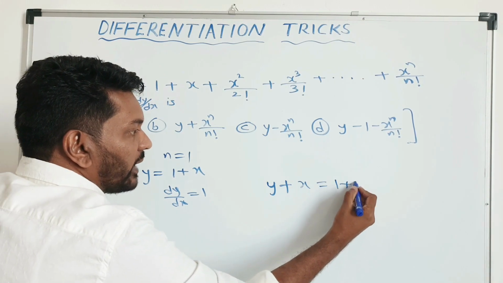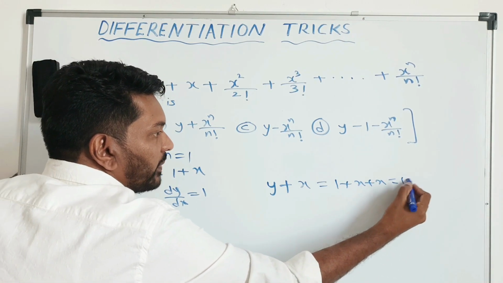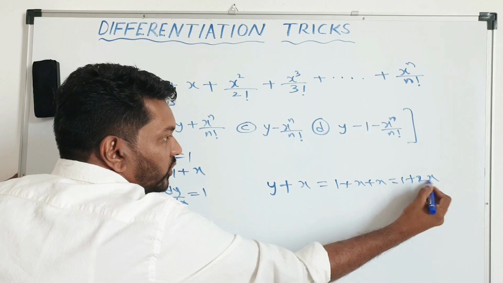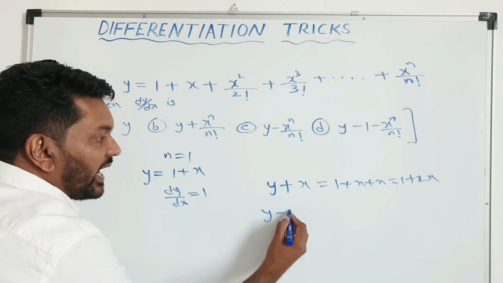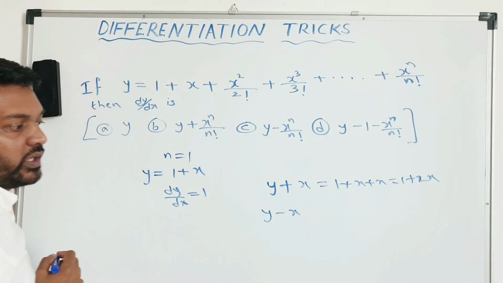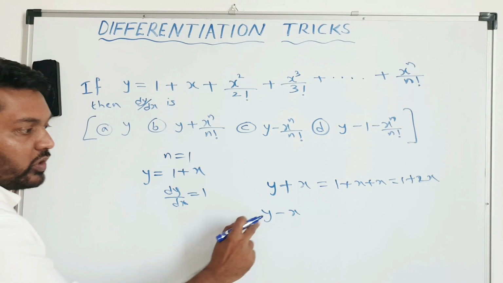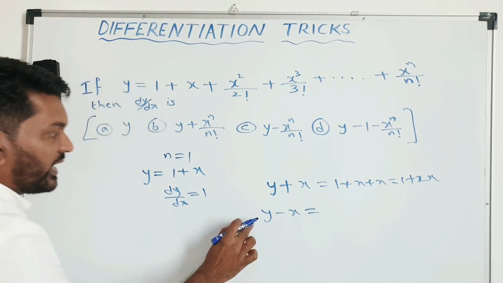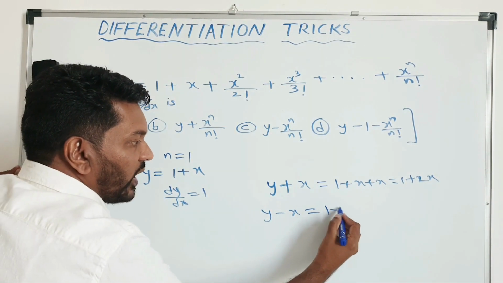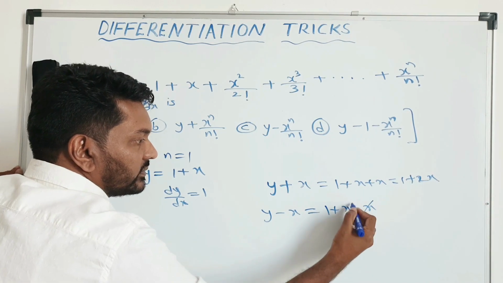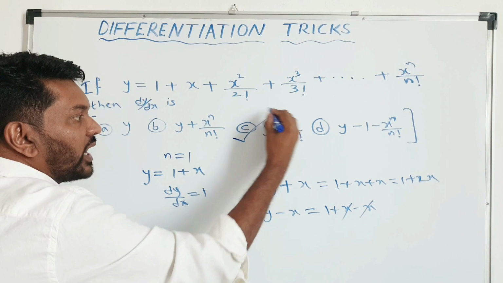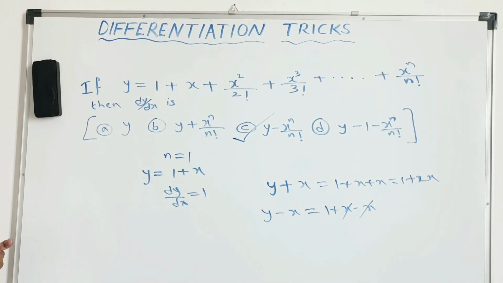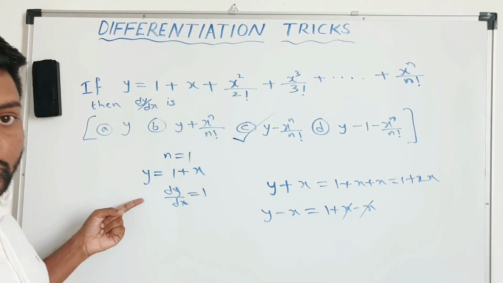So I will get 1 plus x, 1 plus 2x. No, this is not my answer. My answer is 1. So I am taking option C. y minus x power 1 by 1 factorial, which is x. I got y minus x. I am substituting y as 1 plus x: 1 plus x minus x. So I got 1. So option C is giving you the correct answer. So here you apply the substitution trick.